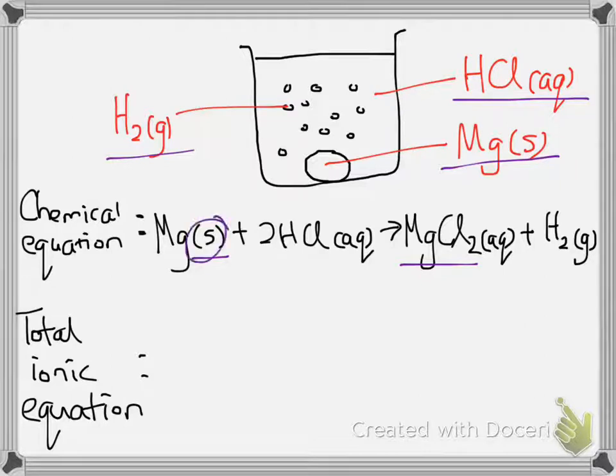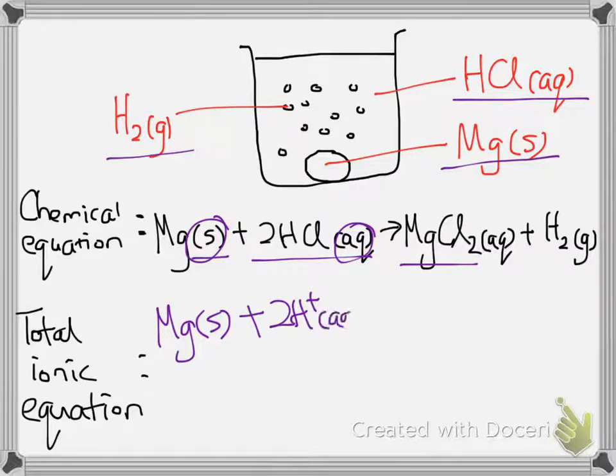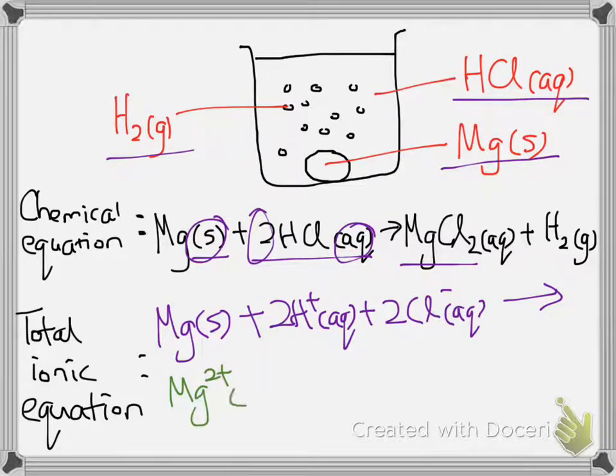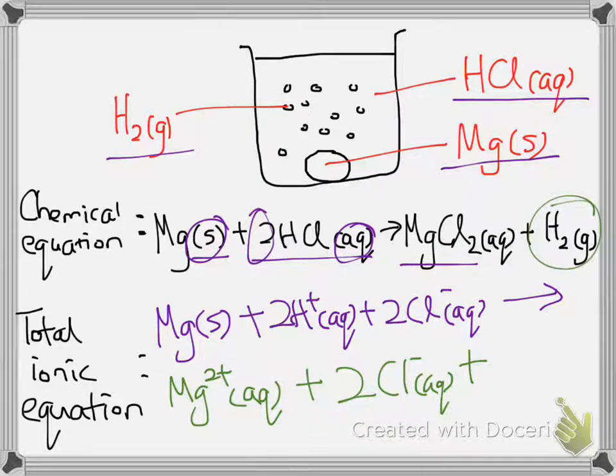Magnesium, because it is a solid, not an aqueous compound, we leave it as it is. Here HCl is an aqueous compound, we will split it up. Please don't forget the stoichiometric coefficient, okay? And of course, for the products, it will form Mg2+ (aq) + 2Cl- (aq). Hydrogen is a gas, therefore it will remain as it is.